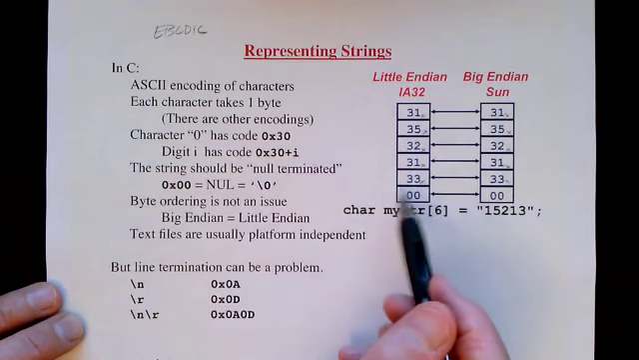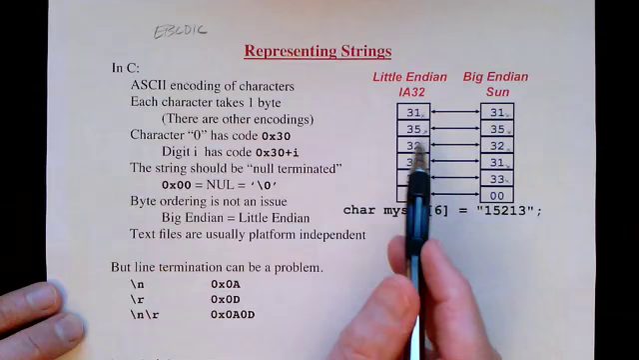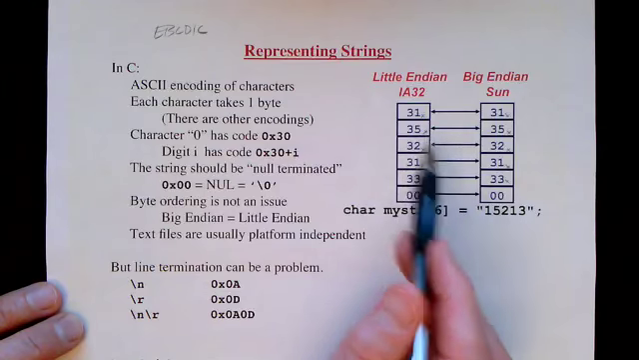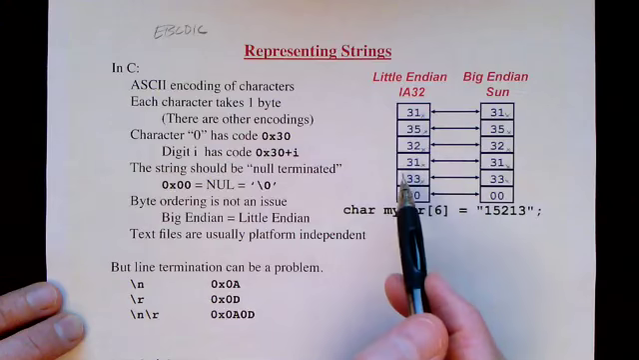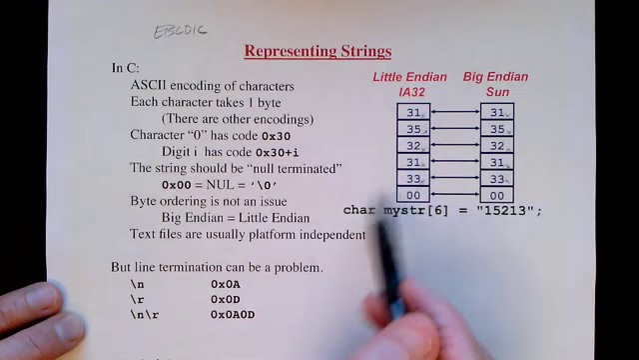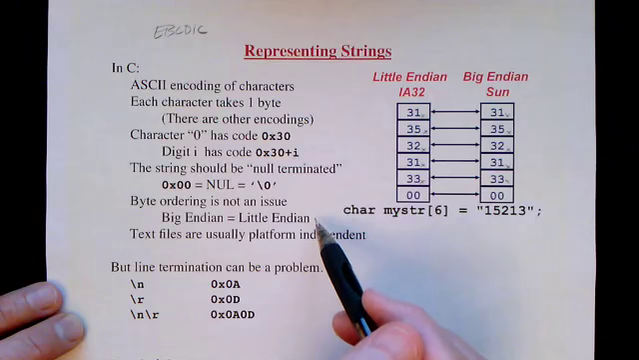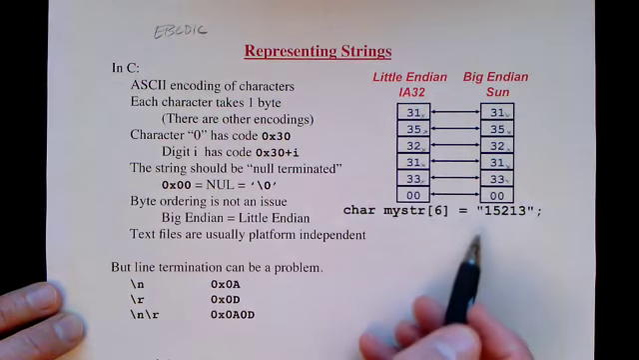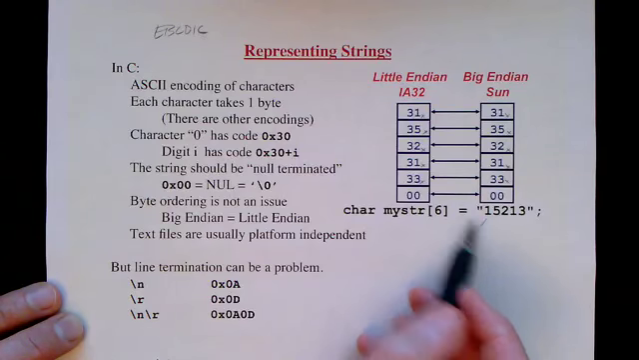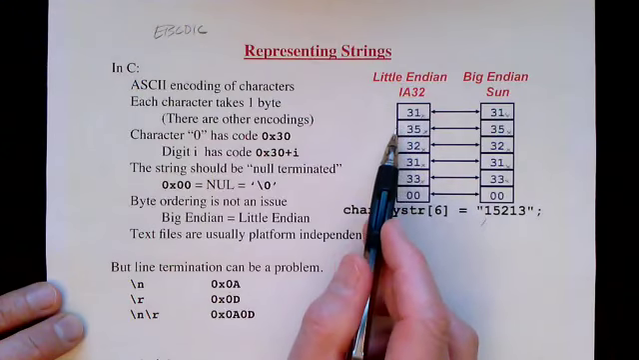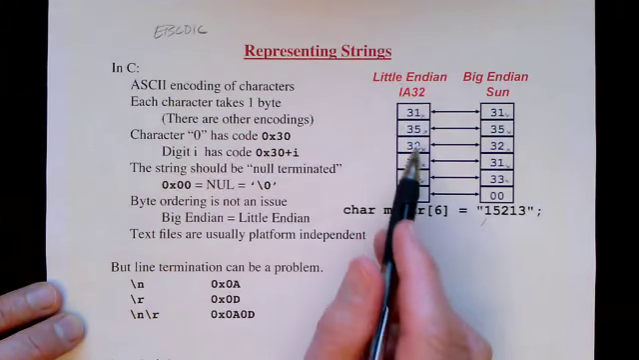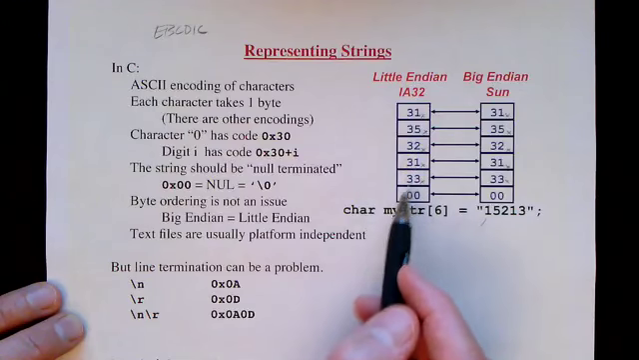Now, when we store a string in memory, it doesn't matter whether the computer is big endian or little endian. We store them in the same order. Okay? Order doesn't make a difference. There is no distinction between big endian computers and little endian computers. We store the first character of the string at the lowest address in memory. So here we're storing the 1 first, and then the 5. And 2, 1, 3.